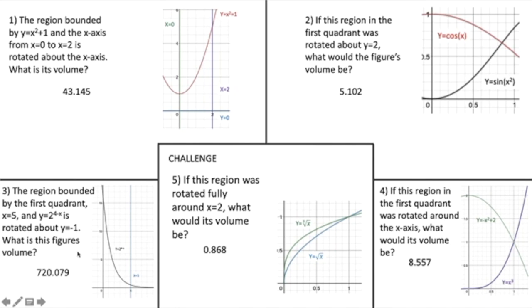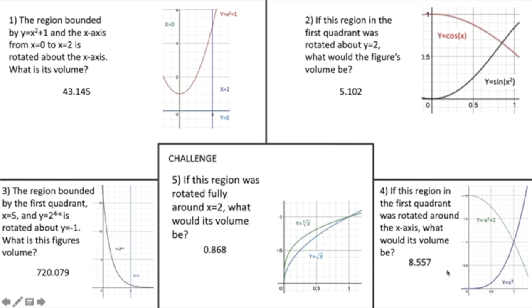Number 3, this number is fairly large, but it is correct. It also kind of makes sense because you can see that this actually goes up. If I can find my mouse, its y-intercept is actually at 16, so it gives you a lot of volume, lots of space. So you should get a volume of about 720.079 units cubed.